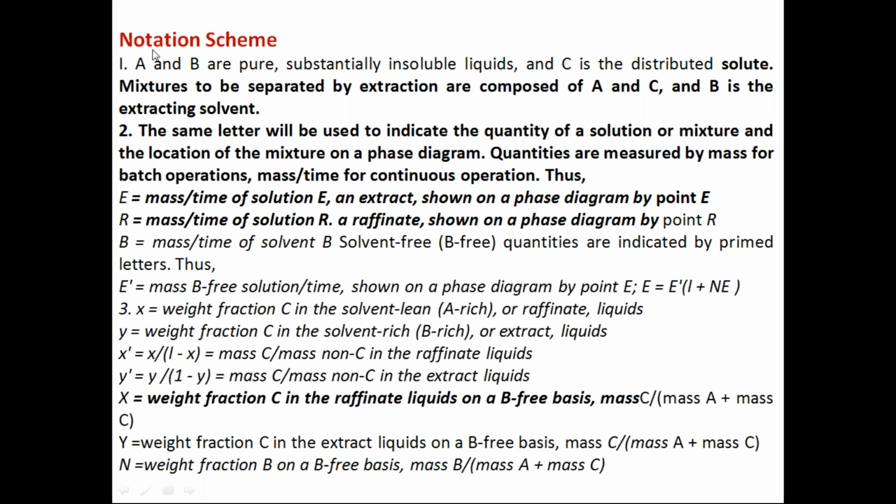For example, if I indicate A, that means it is pure A on any diagram. If I write B, that is pure B on the diagram. The quantities are measured by mass for batch operations, and mass per unit time for a continuous operation. So for continuous operation, we use mass per time. Otherwise, we use mass, that means kgs for batch operations. For continuous operations, we use kgs per hour or kgs per second.